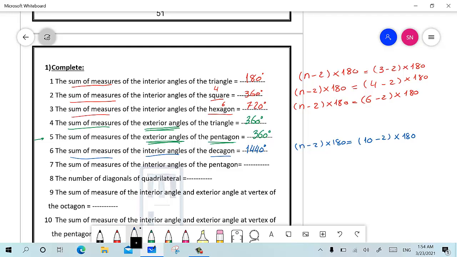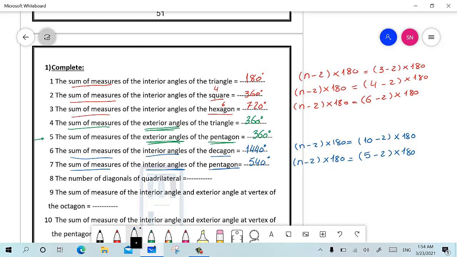And in number 7, sum of measures of interior angles of a pentagon. The rule for the sum of measures is equal to n minus 2 times 180. And here a pentagon is a 5-side polygon. So 5 minus 2 times 180, and this equals 540 degrees.